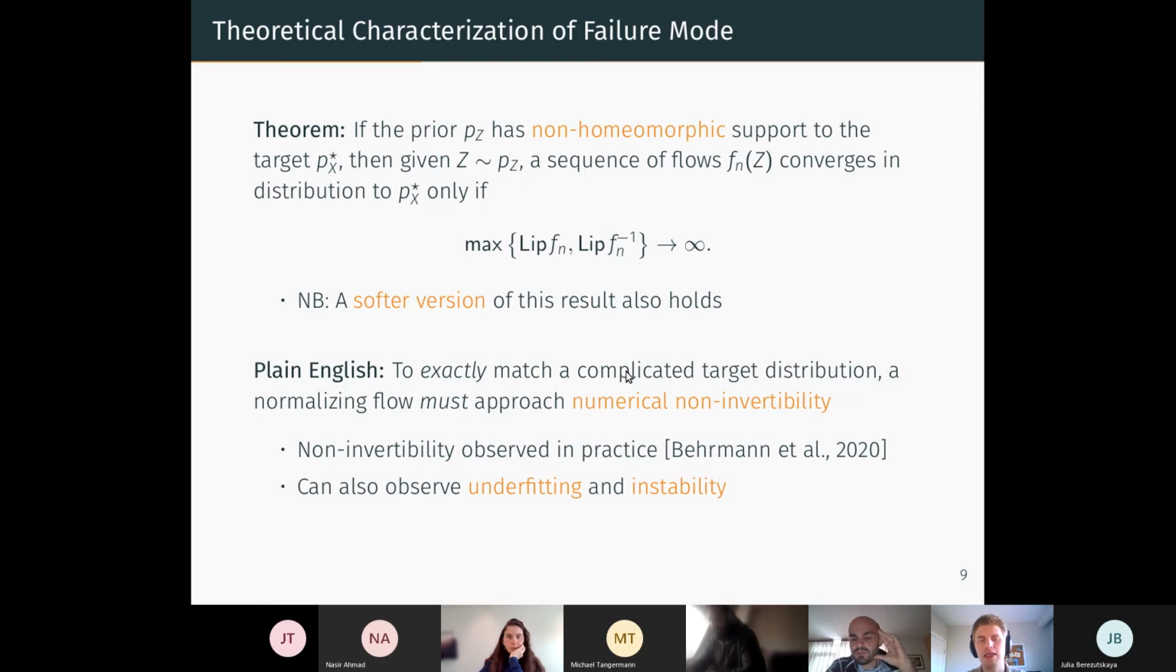So flows have to become numerically non-invertible to exactly match their target, but some flows are quite constrained so that they could never become numerically non-invertible, like the ResFlow if you keep the number of layers quite low. If your flow is constrained so that it can't become numerically non-invertible, you'll observe some underfitting of your models. And in any case, you might observe some instability as well. Anybody who's worked with normalizing flows has probably at some point had problems with stability in training. Cool. Are there questions on this?